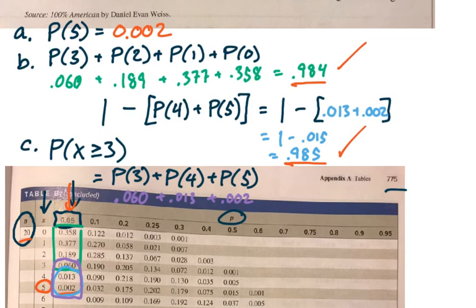So we have 0.060 plus 0.013 plus 0.002, and that gives us 0.075.